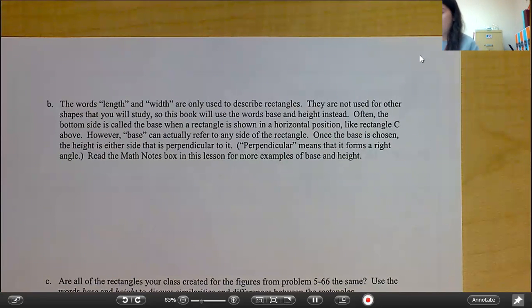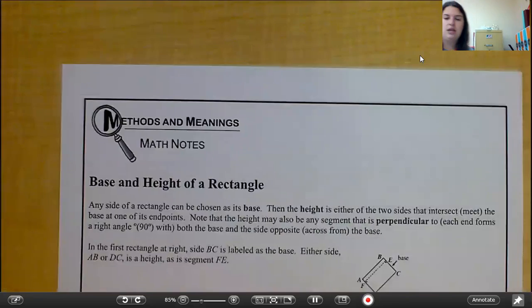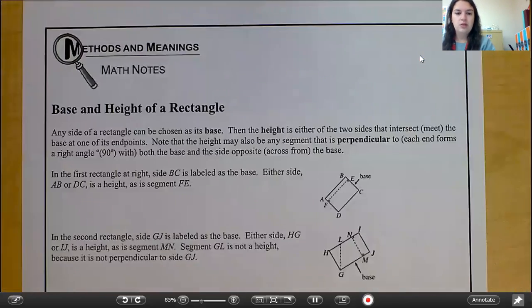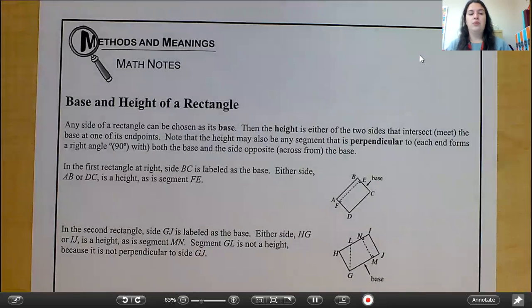So now what I would like you to do is I would like you just to read the math notes box, and then you are done with this lesson. As always, if you have any questions, please email me.